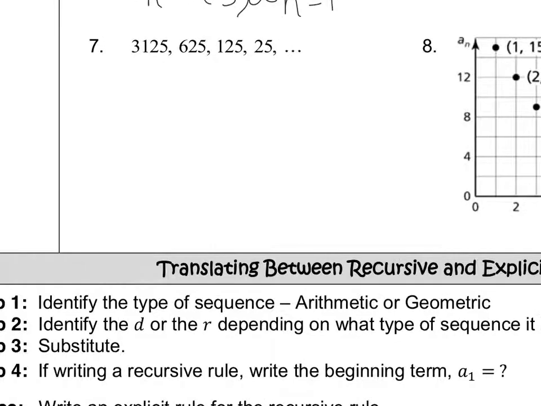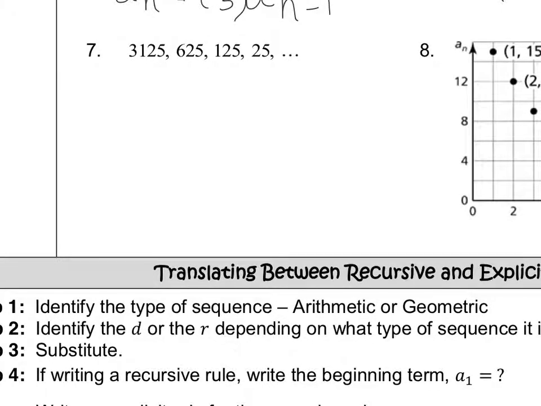Okay, so on number 7, again, they've given us what looks to be a geometric sequence. And so to see what we're multiplying by, I'm going to just take this term here, 25, and divide it by the term right before it, 125. And that tells me that I have a common ratio of 0.2. So I'm going to go ahead and say common ratio equals 0.2.